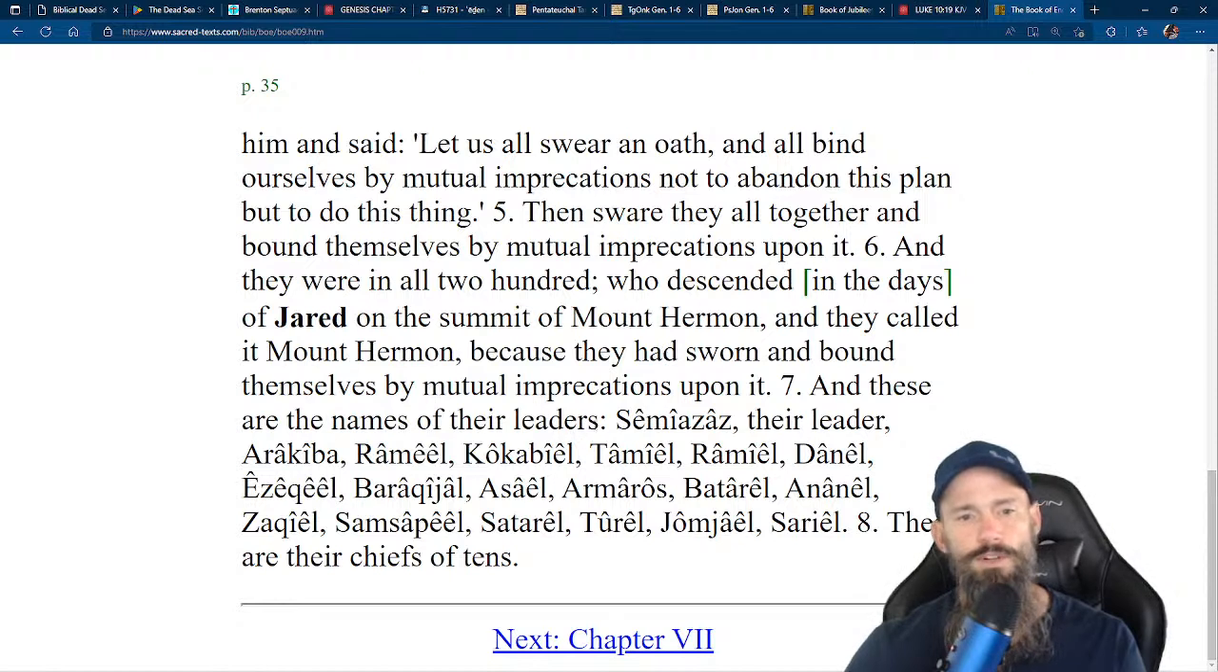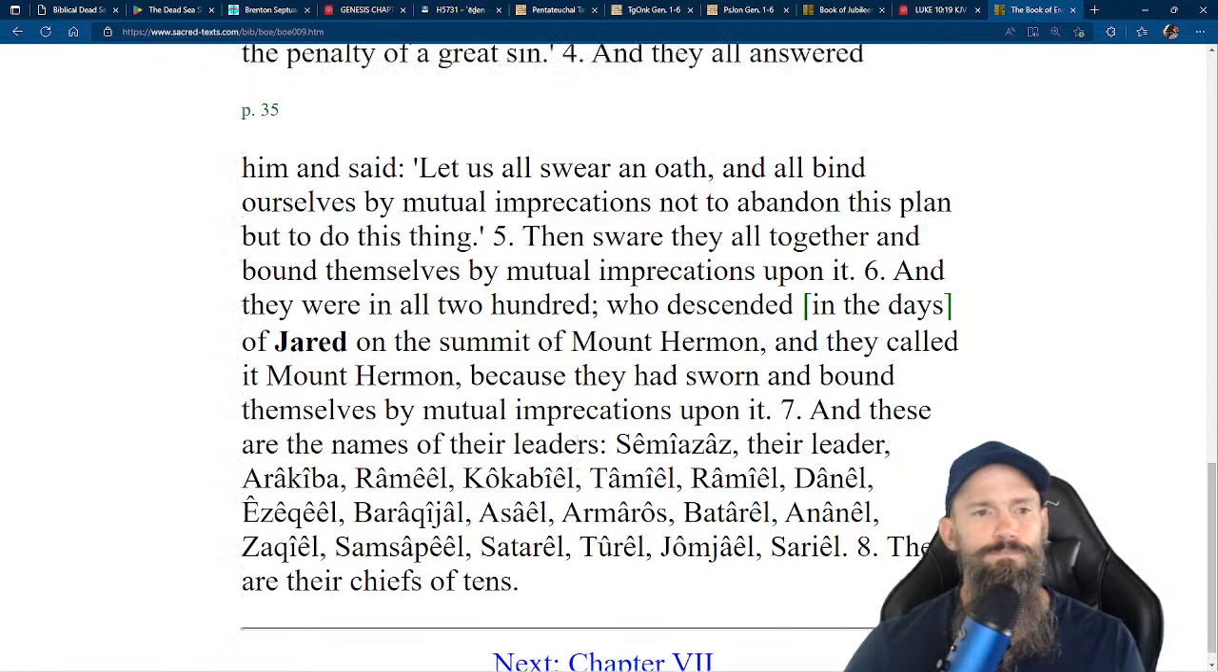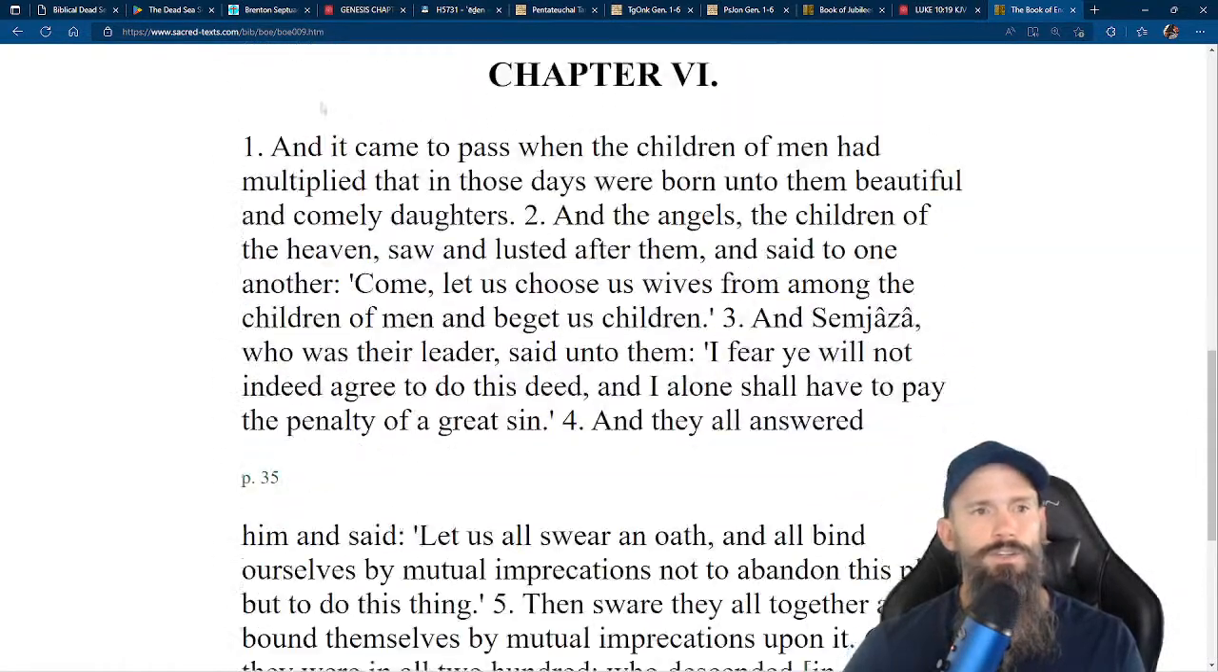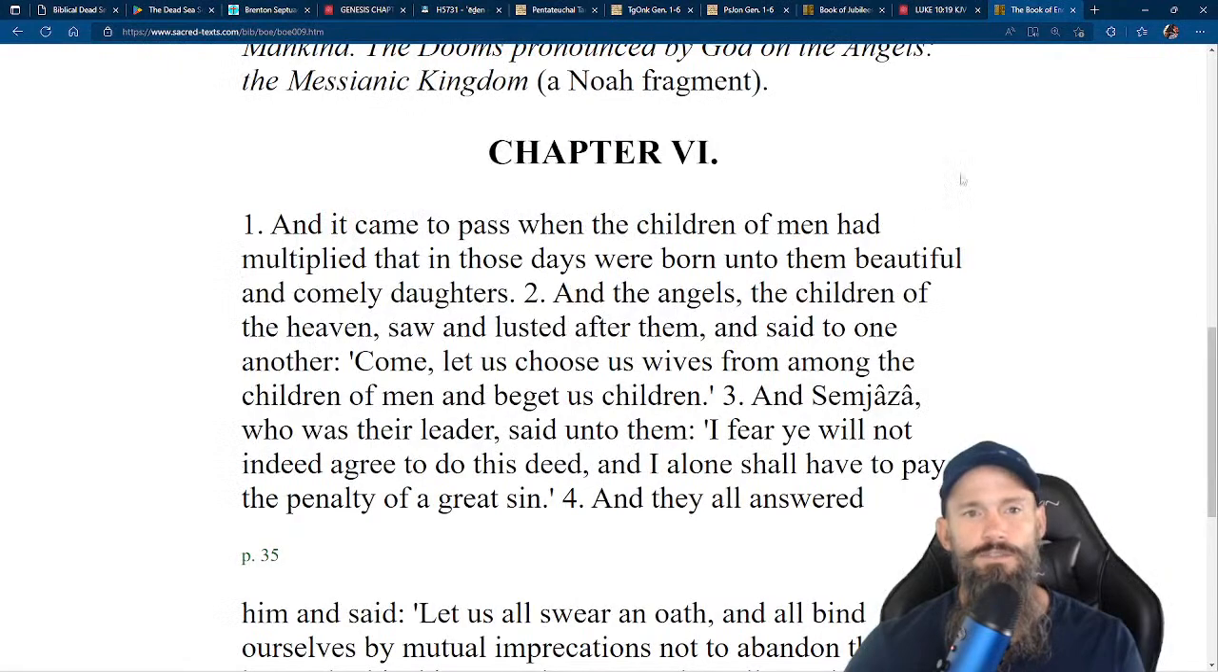And these are the names of their leaders: Semyaza, their leader, Arekabel, Ramael, Kokabel, Tamael, Ramael, Daniel, Ezekiel, Berekijel, Aziel, Armoros, Batarel, Ananel, Zachael, Samsapil, Setarel, Turel, Jamjael, Seriel. I probably messed them all up. These are their chiefs of tens. So, Genesis 6, Enoch 6.